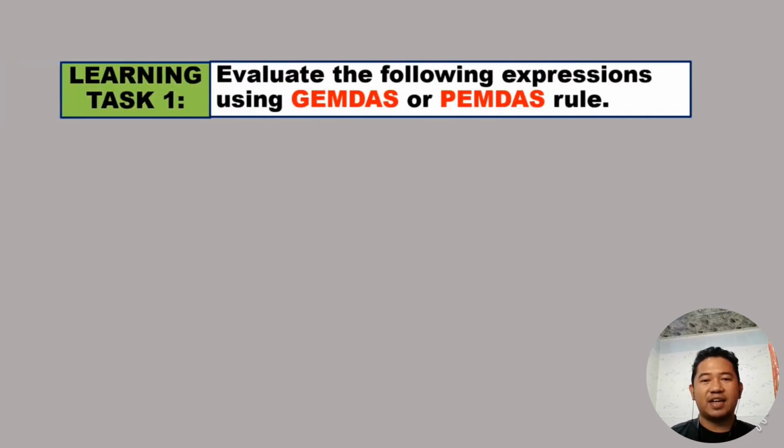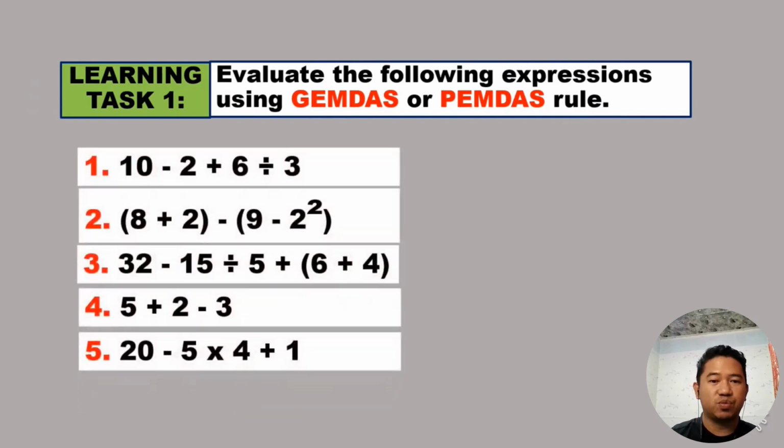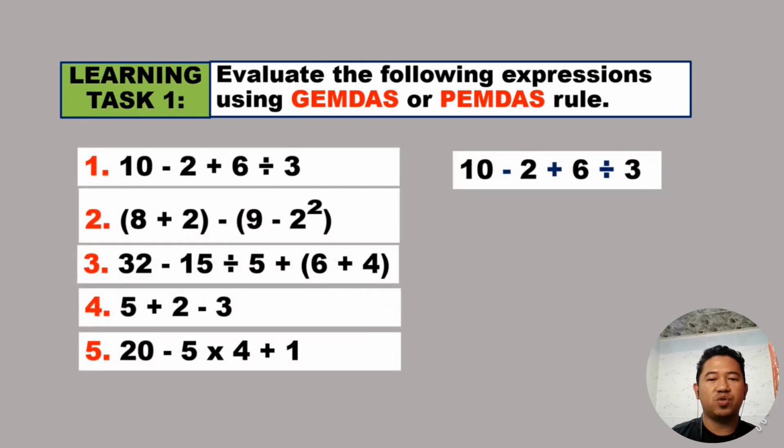Now we have a learning task for you. Now, evaluate the following expressions using the GEMDAS or PEMDAS rule. So you have to answer from number 1 down to number 5. So let me just give you a short example for number 1. So again, that's 10 minus 2 plus 6 divided by 3. So what are we going to do next?